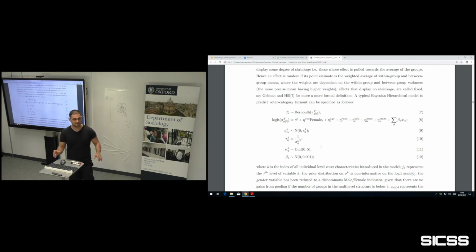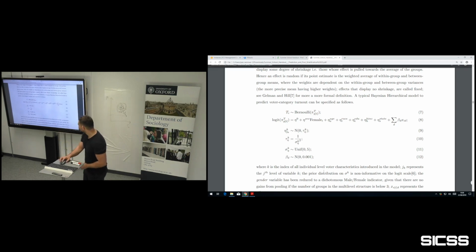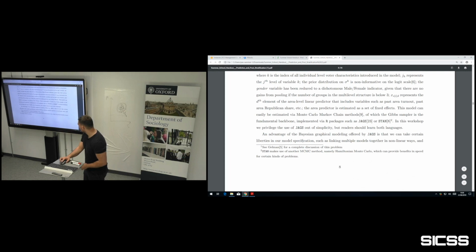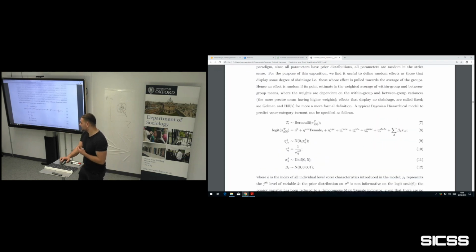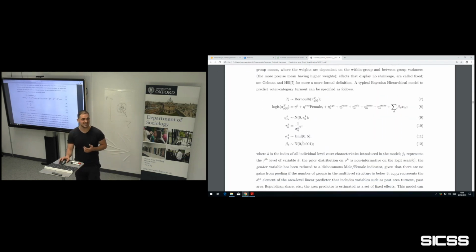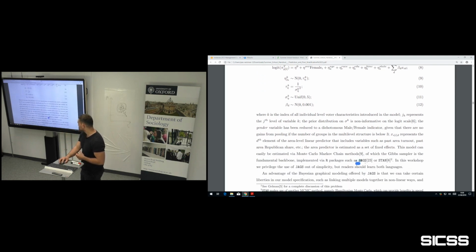Any more questions? Okay, good. And so how can we fit this model, where it's clear that this doesn't have a conjugate prior? It's a very complex model, a lot of nonlinearity, etc. So the way we do it is through Markov chain Monte Carlo, and in particular we use two programs that are very famous for doing this.